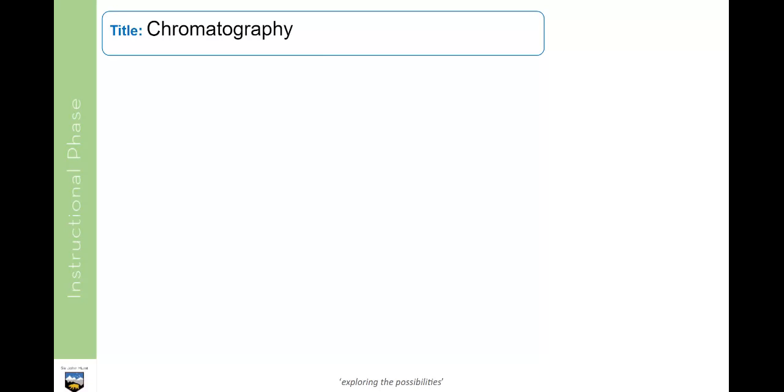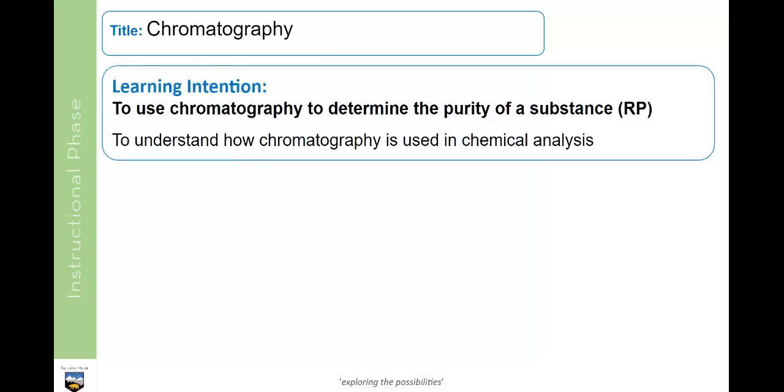So we're continuing with our topic of chemical analysis. So looking at what components make up certain substances. Today we are looking at chromatography. So chromatography, you need to be able to use chromatography to determine the purity of a substance.